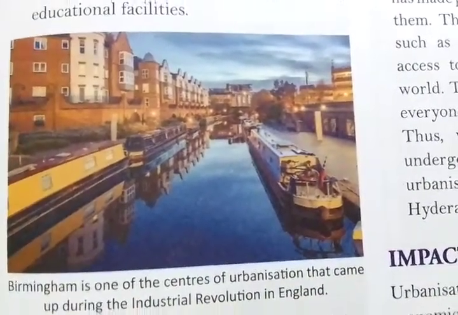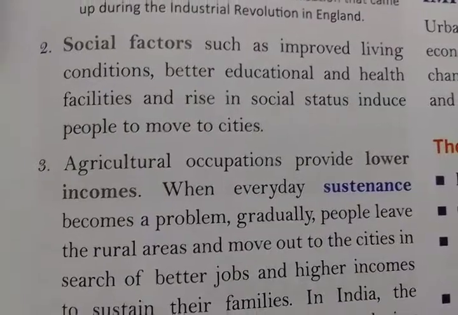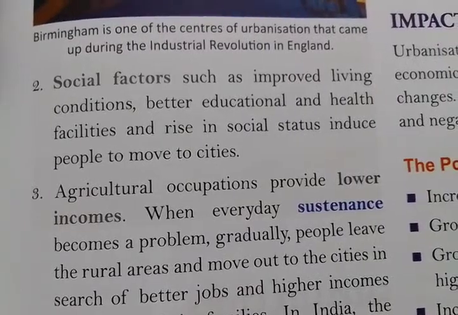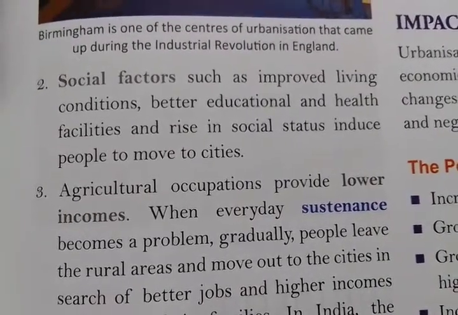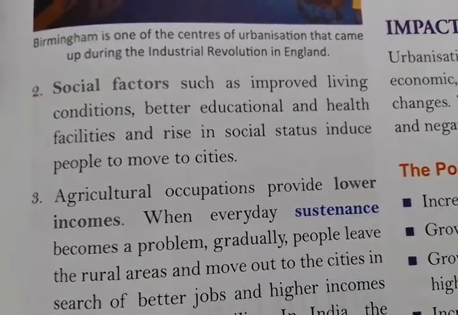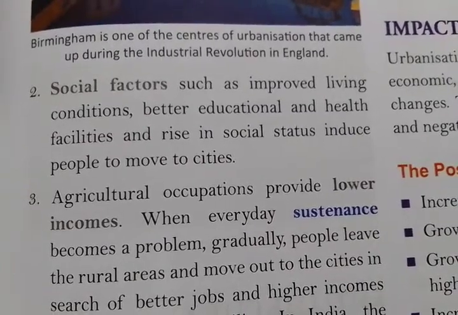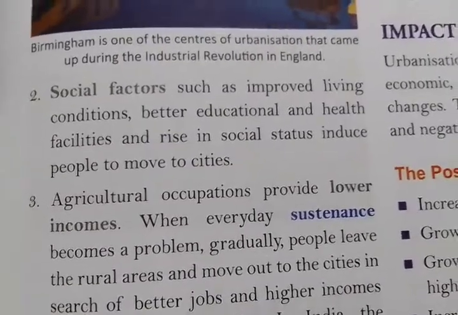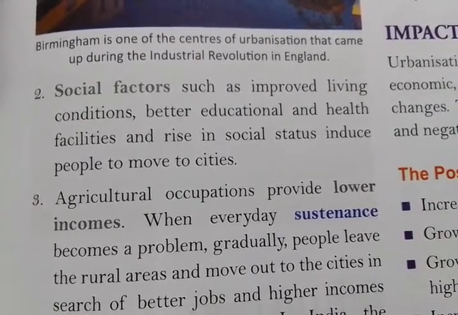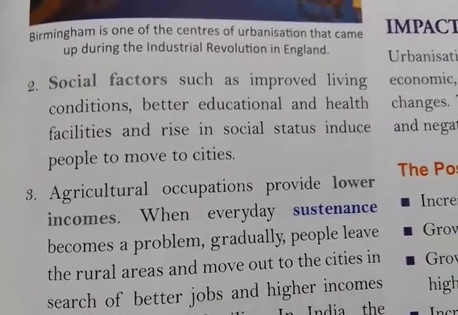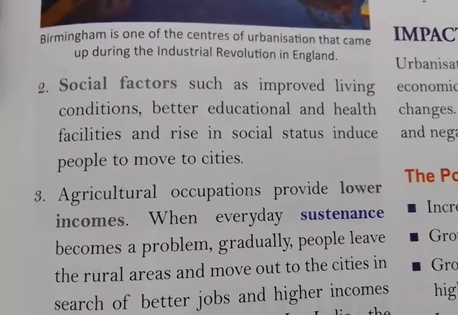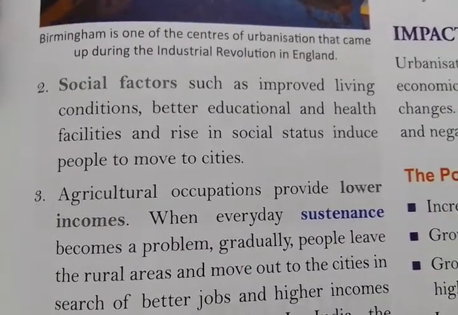And next point is that agriculture related activities form a major part of occupation in rural areas. But such occupations provide lower incomes. The earnings from many of these jobs are not sufficient to support a good lifestyle. Besides, environmental factors like rains and droughts also affect agriculture. So, people migrate to cities in search of better jobs and higher incomes to sustain their families.